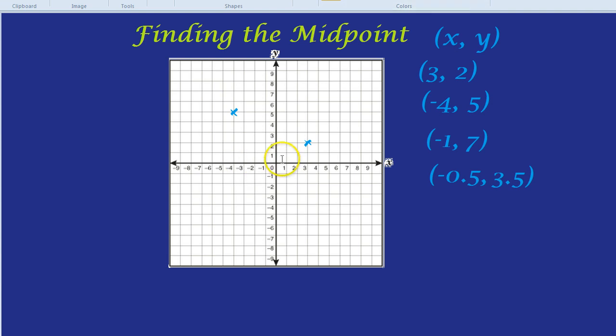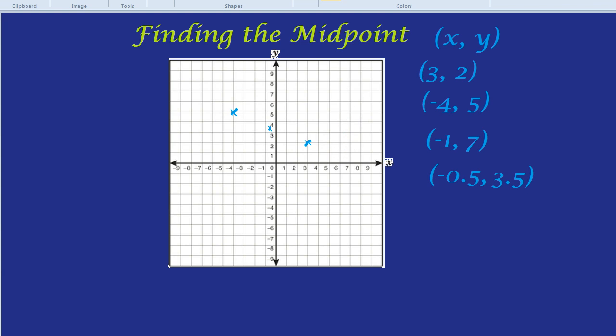If you don't quite believe that, let's try. Along the corridor, so -0.5 would be about here, and up the stairs by 3.5, 1, 2, 3.5. And that does indeed look exactly like the midpoint between these two coordinates.